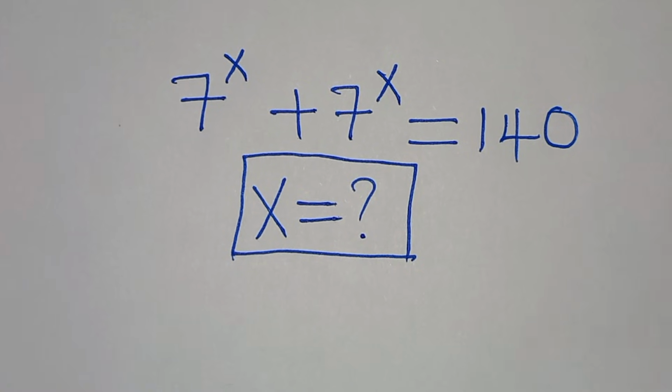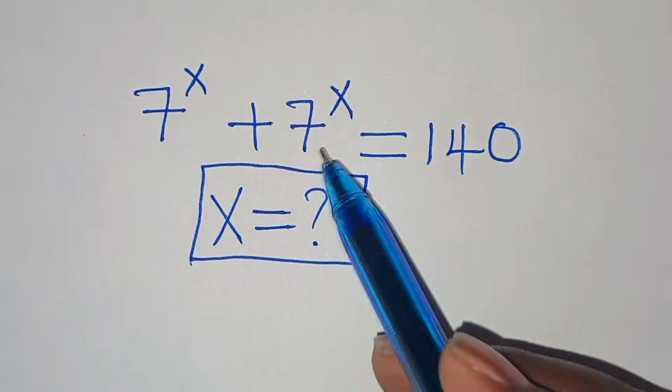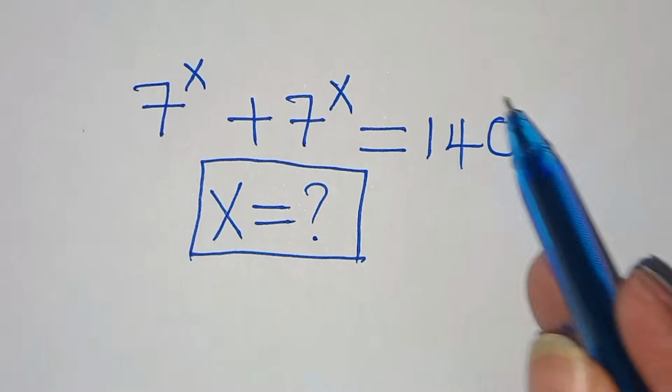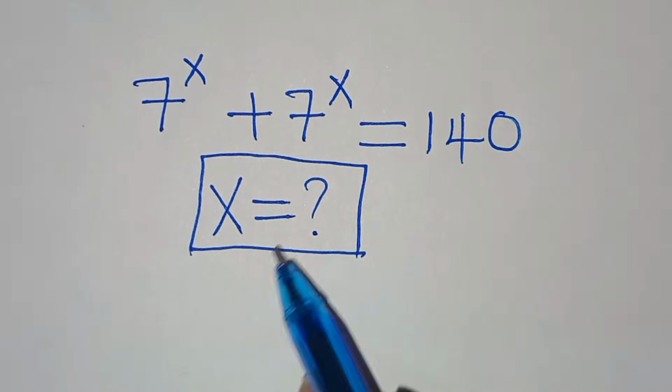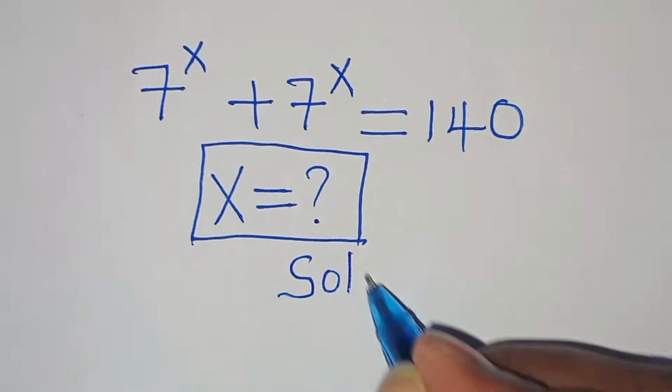Welcome to solve this nice exponential equation here, which is 7 to the power of x plus 7 to the power of x. This is equal to 140. So what is the value of x? Let's provide a solution from here.